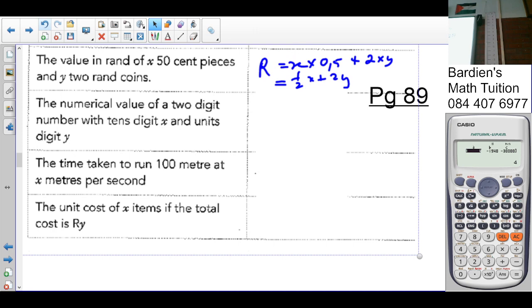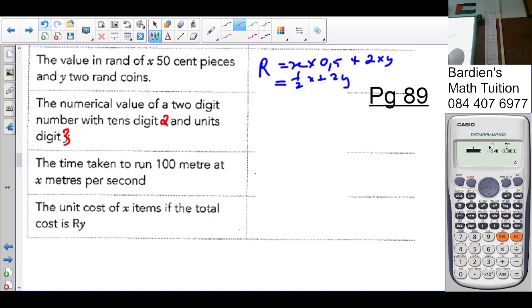The numerical value of a 2-digit number with tens x and units y. Okay, so let's put that in terms of numbers. If this was a 2 and that was a 3, a 2-digit number whose tens digit is 2 and the units digit is 3, what number would that be? 23. If this was 8 and this was 7, what would that be? 87.